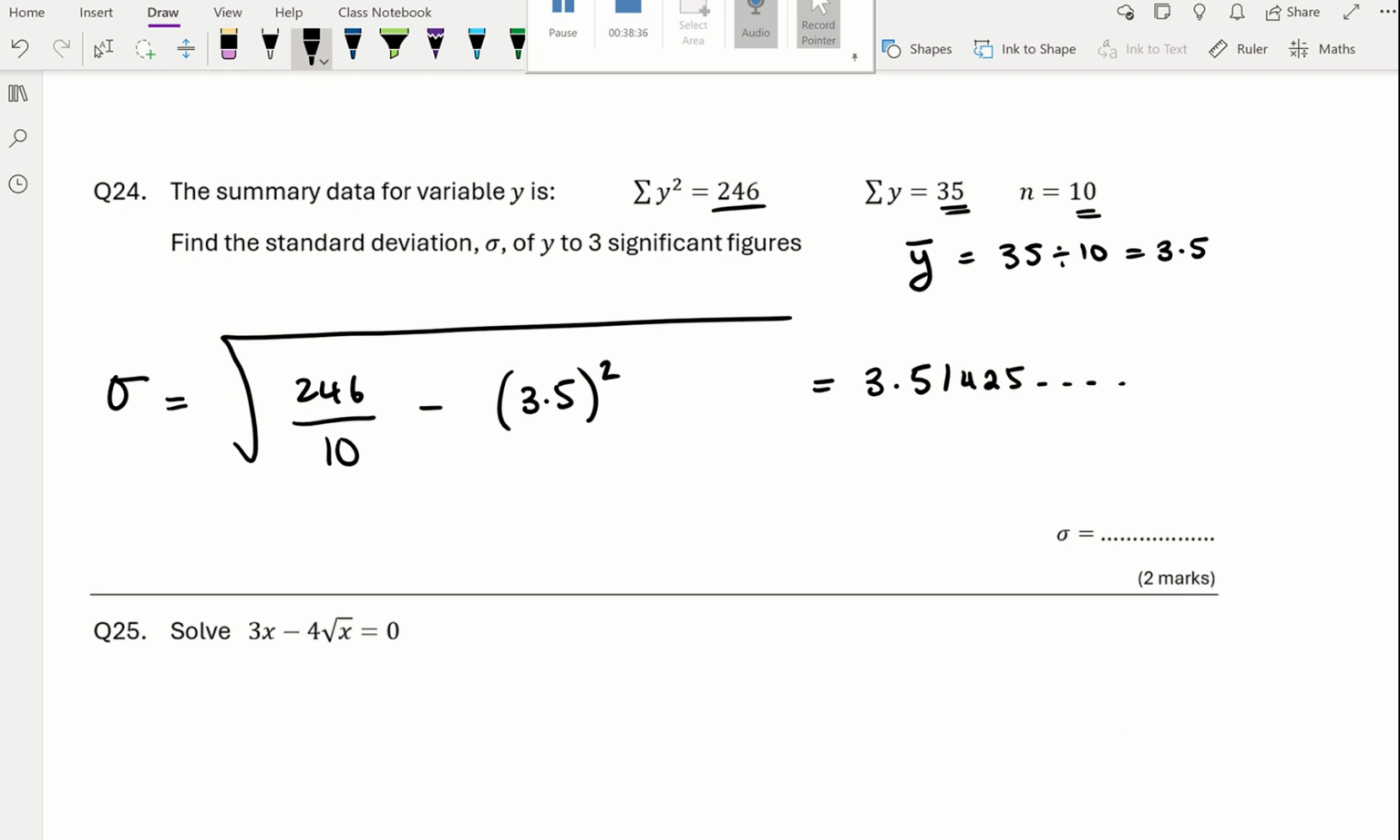3.51425, etc. And I've got 1, 2, 3, that's 3 significant figures. The 4 does not round up, so to 3 significant figures, 3.51.